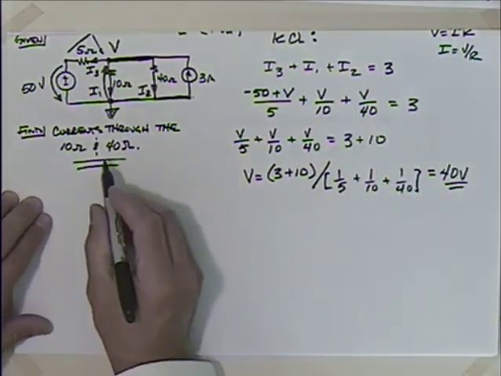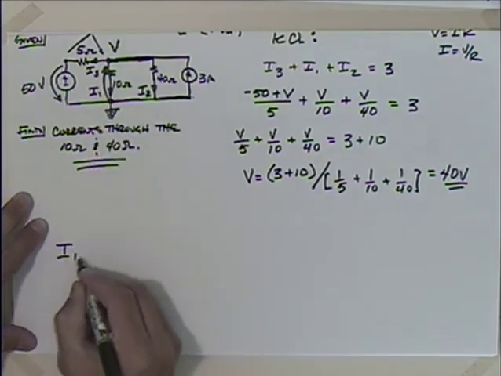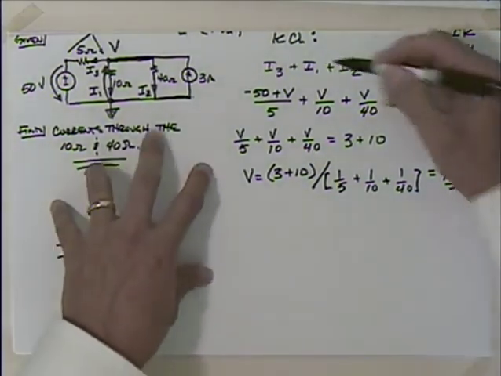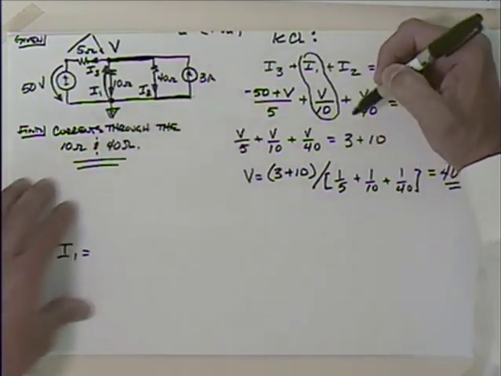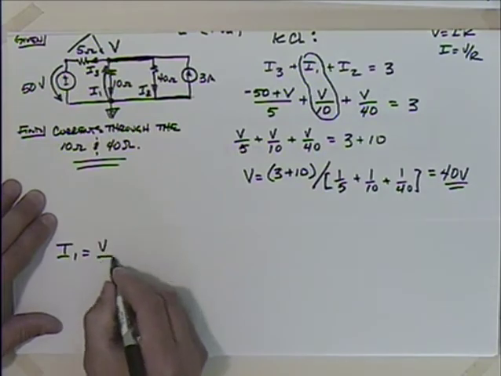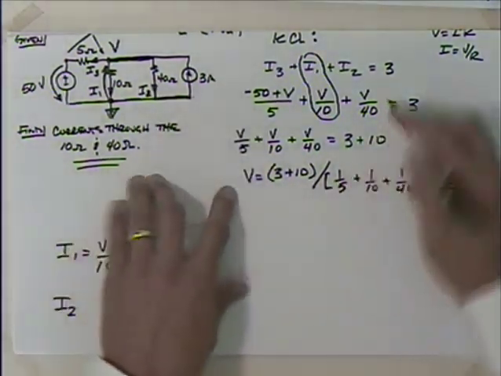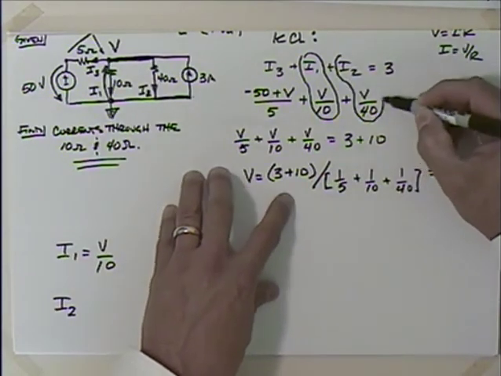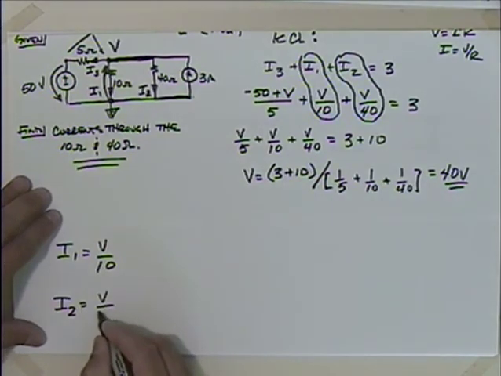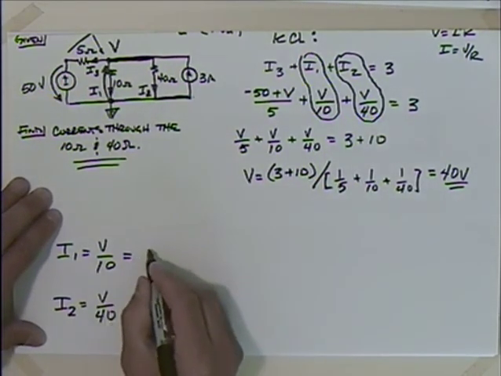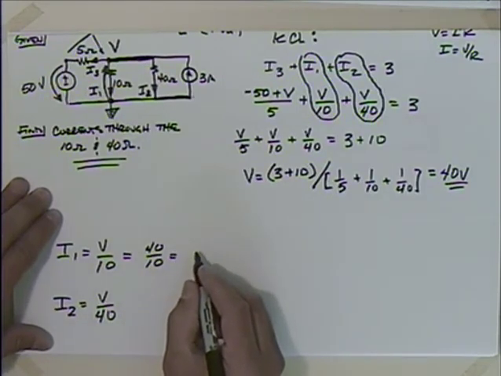Okay, so I'm looking for the current through the 10 ohm, so I would like to find the current through the 10 ohm. That's going to be I1. Well, do we have a relationship for I1? Yeah, we said that I1 was really what? V over 10, didn't we? So I1 is equal to V over 10. Do we have a relationship for I2? That's the current through the 40 ohm. Yeah, we got that right there. I2 is going to be equal to V over 40.